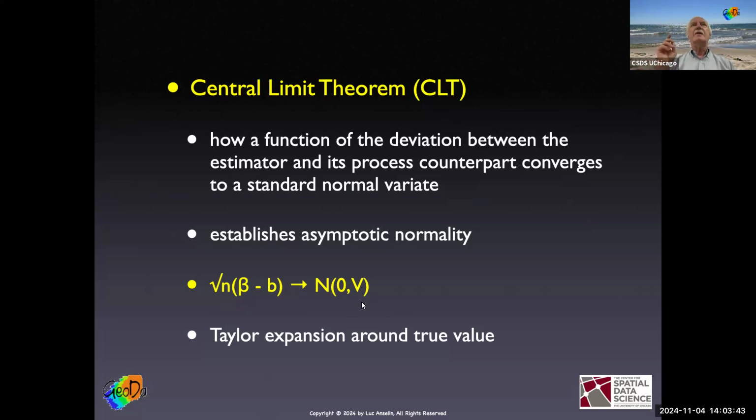So it's not that it's normal in the limit, but it is if you rescale the difference between your estimate and the true parameter by the square root of the sample size at that point, this rescaled difference has a normal distribution.